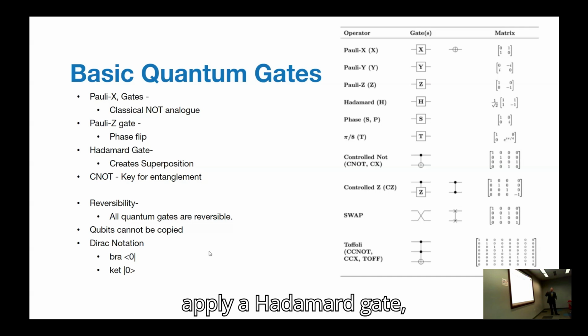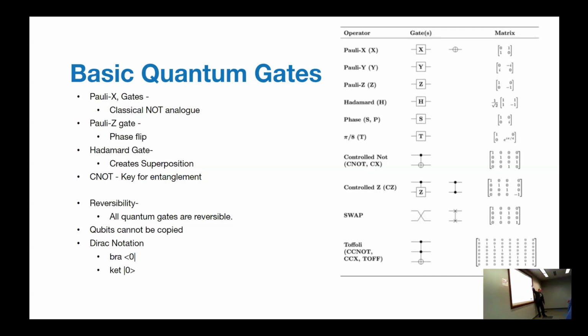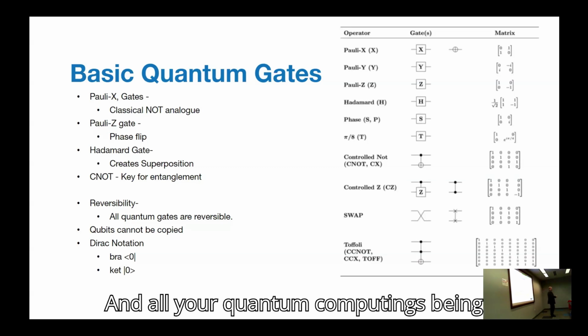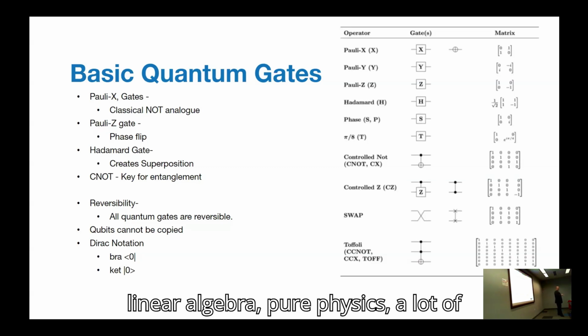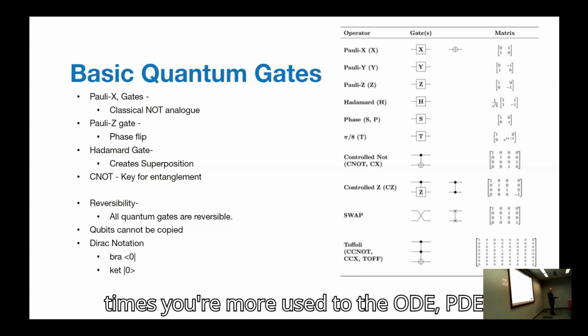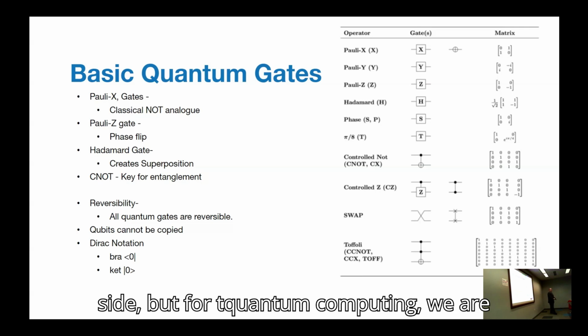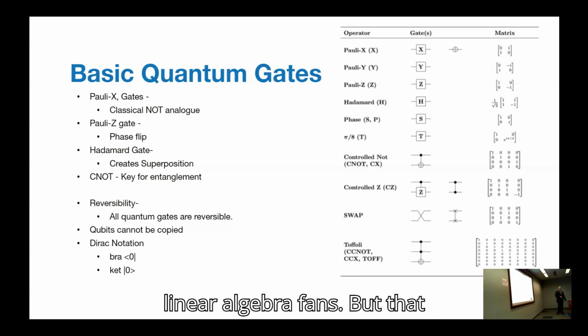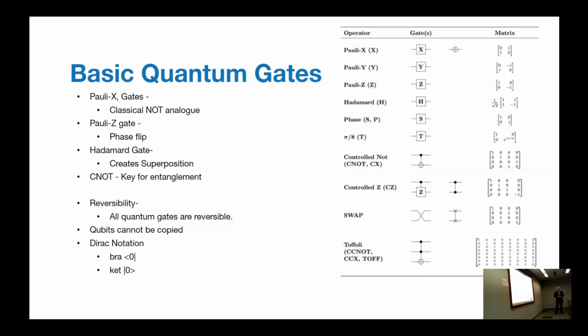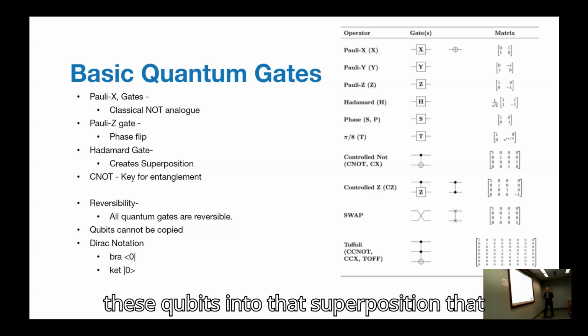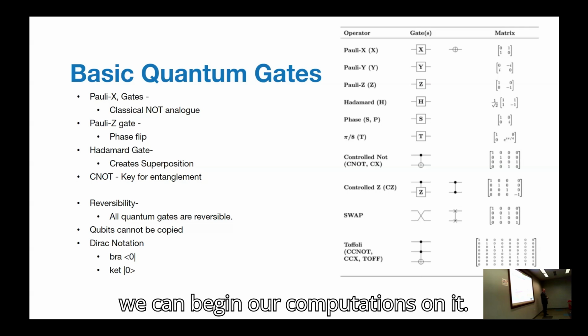So what we do is we apply a Hadamard gate, which is right here, right? And all your quantum computing is linear algebra. If you're physics, a lot of times you're more used to the ODE, PDE side, but for quantum computing, we are linear algebra fans. But that Hadamard gate enforces that superposition. It puts these qubits into that superposition so that we can begin our computations on it.